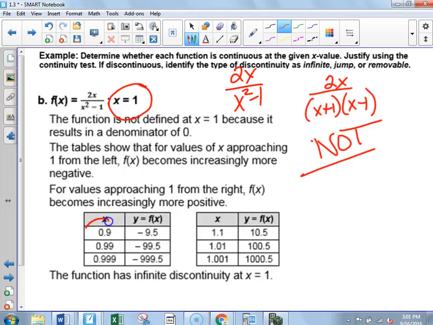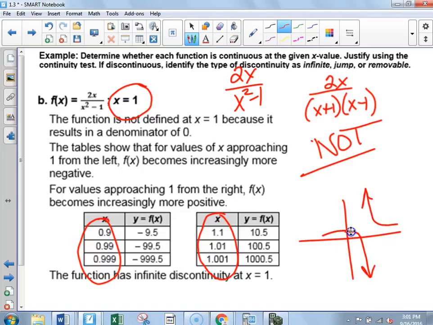They put in numbers close to 1. Does everybody see that those numbers are close to 1? Just below, and these are just above. Well, on one side it was getting very negative, on the other it was getting very positive. It means the graph was doing this, right? Had one side going down, one side going up. Something like this, okay?